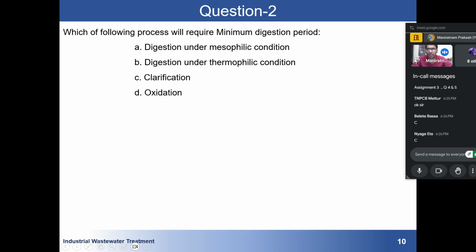This is question number 2. Which of the following processes requires minimum digestion period? We have two conditions: mesophilic condition and thermophilic condition. These are conditions depending upon the temperature, where different microorganisms are present. Certain bacteria act under a certain temperature, that is known as one condition. Certain bacteria act at another temperature, another condition. Anyone?